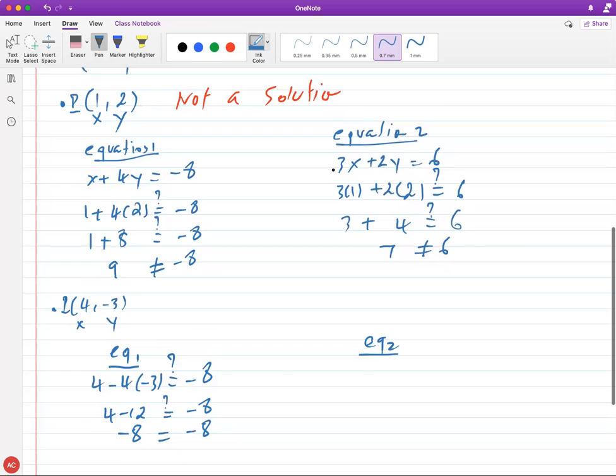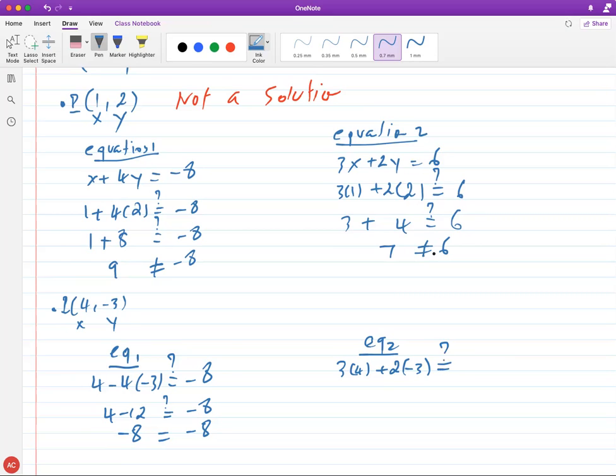So you have 3 times x. What's x again for equation 2? So we need x and y. Where do you get the x from? The x is here. This is the point again. We're still checking. It worked for the first equation. Let's plug it into the other one. So x is 4, and 2 times y. What is the y? Negative 3. That's right. The y is negative 3 here.